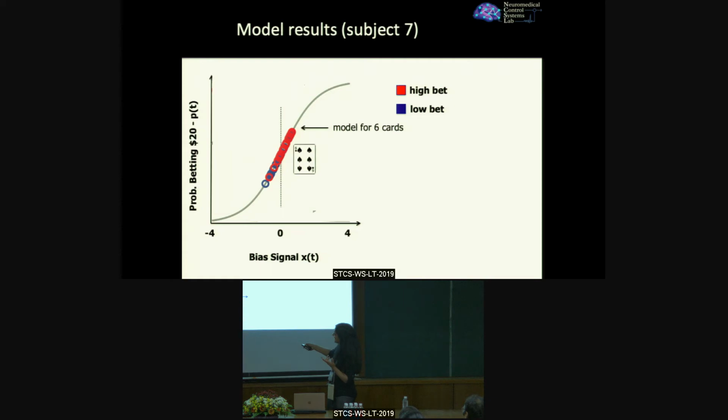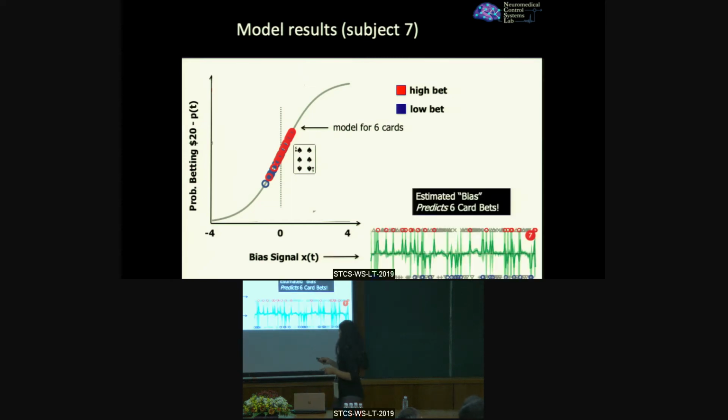One thing you can see here is when the bias signal was negative, this person was more likely to bet low on the 6 card, but when the bias was positive, you see more reds. The estimated bias for this patient over trials was this green curve. So this is the mean. x of t turns out to be Gaussian, so it has a mean and a variance. Shaded regions are plus or minus 2 standard deviations.